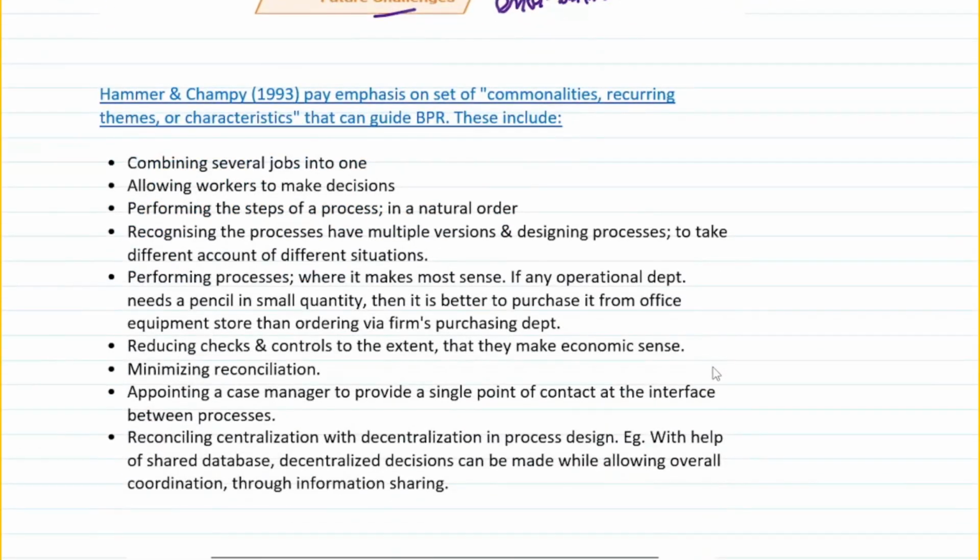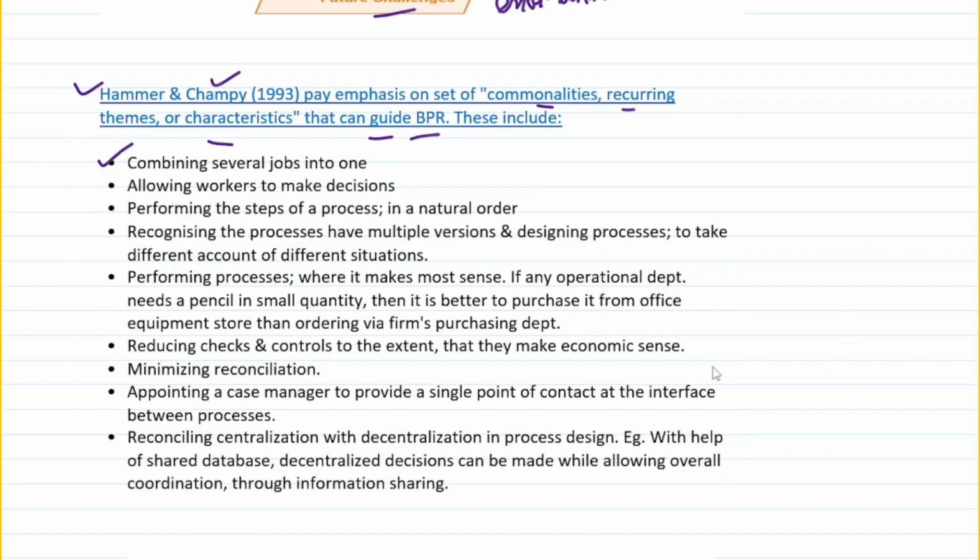Now moving on, there are 2 people called Hammer and Champy. This pertains to 1993, who placed emphasis on a set of commonalities, recurring themes or characteristics that can guide BPR. So they have laid the framework for guidance with respect to BPR. So what are the various guidelines that they have given? First of all, for implementation of BPR: combining several jobs into one. So you need to combine too many jobs into one job.